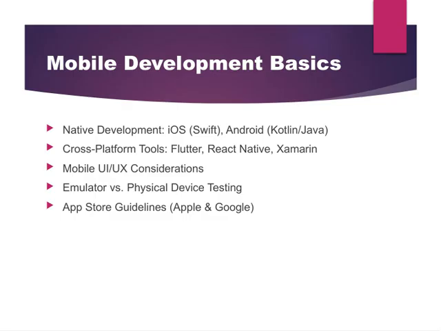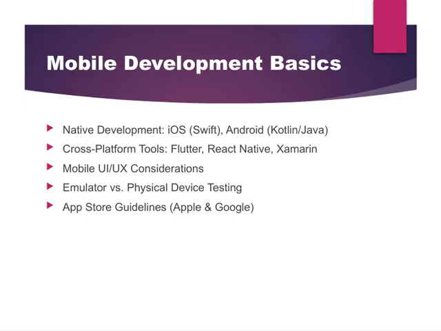All right, let's dive into the basics of mobile development. First up, native development. This involves building apps specifically for each platform. So for iOS, we use Swift, and for Android, we typically go with Kotlin or Java. This approach offers the best performance and user experience because the app is tailored for that specific operating system. Next, there are cross-platform tools like Flutter, React Native, and Xamarin. These allow us to write a single code base that works across both iOS and Android, saving time and effort. However, it's important to understand the trade-offs in performance and access to native features.